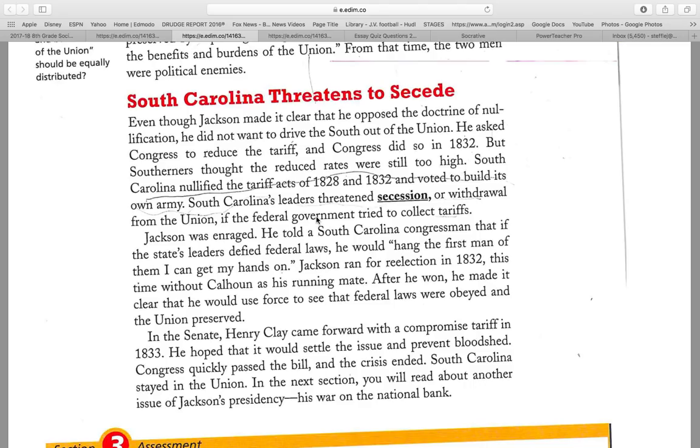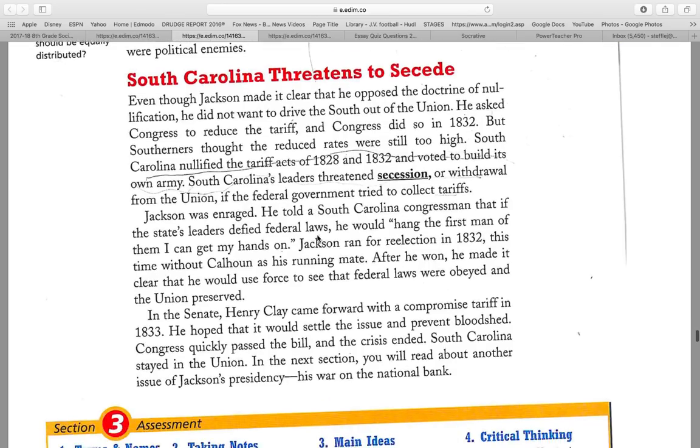South Carolina threatens to secede. Even though Jackson made it clear that he opposed the doctrine of nullification, he did not want to drive the South out of the Union. He asked Congress to reduce the tariff, and Congress did so in 1832. But Southerners thought the reduced rates were still too high. South Carolina nullified the tariff acts of 1828 and 1832 and voted to build its own army. South Carolina leaders threatened to secede, or withdraw, from the Union if the federal government tried to collect the tariffs.